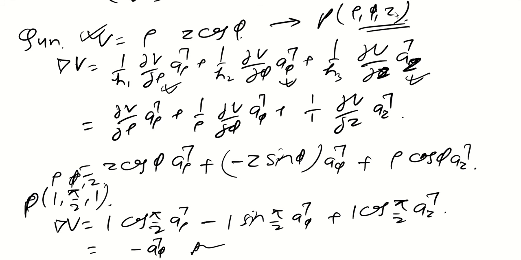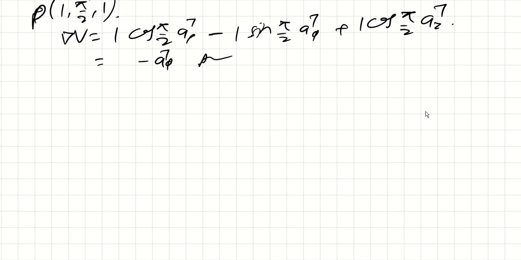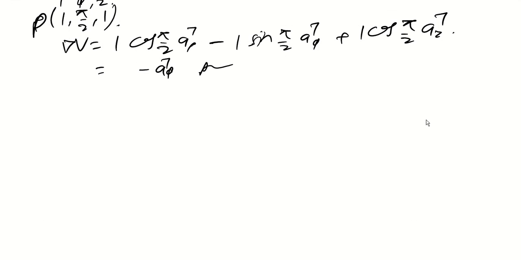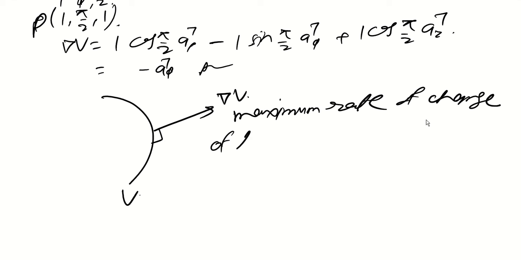Okay, so basically you have to understand how to calculate the gradient, and its physical meaning is: for any function v given, if you are finding the gradient of function v, then it is giving you the maximum rate of change of that physical quantity.